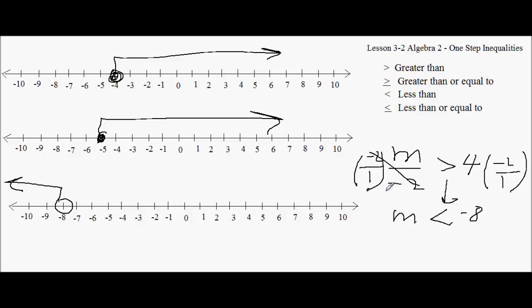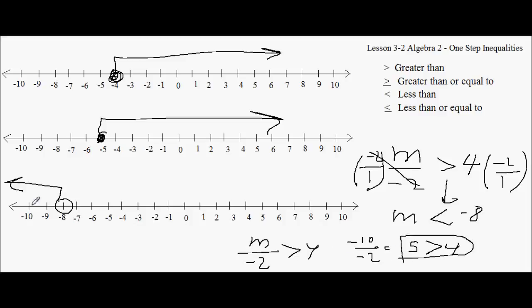So let's say the original was m over negative 2 is greater than 4. If I put in negative 10, negative 10 divided by negative 2 is a positive 5. Is positive 5 greater than 4? Yeah, it is. So that works. I plugged in a value, it satisfied the inequality, so it's good.